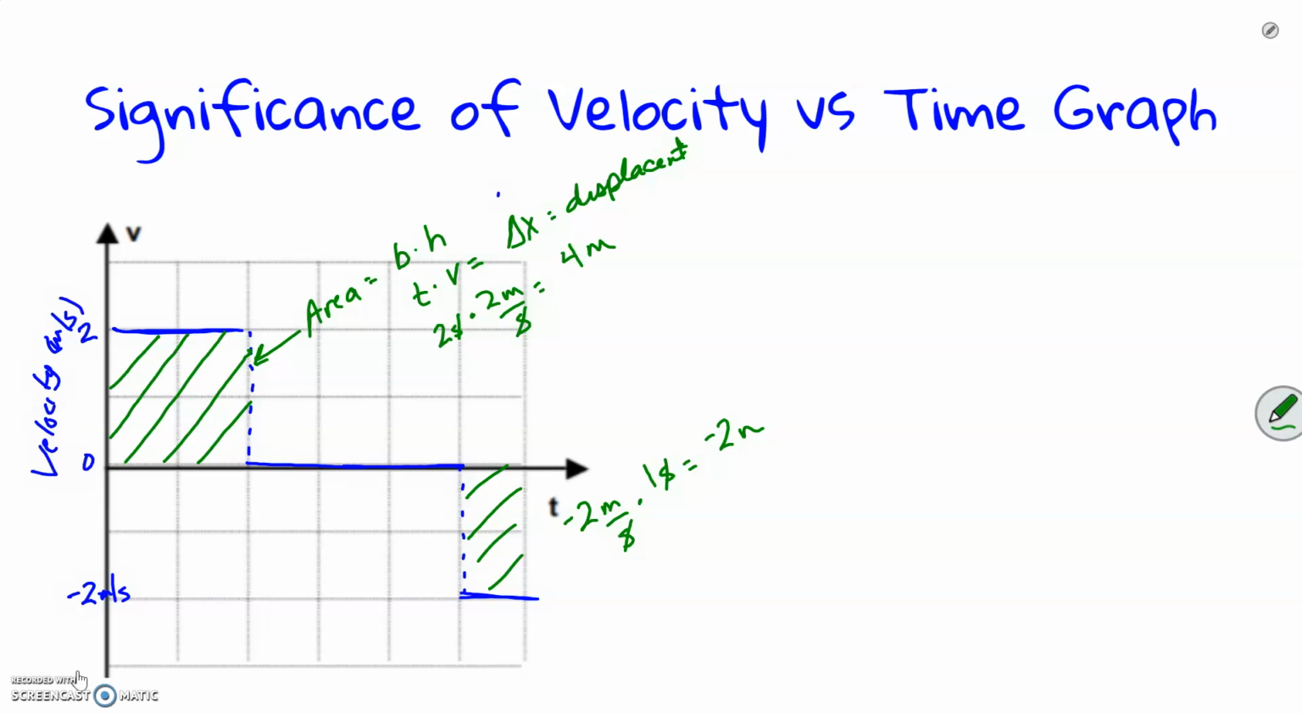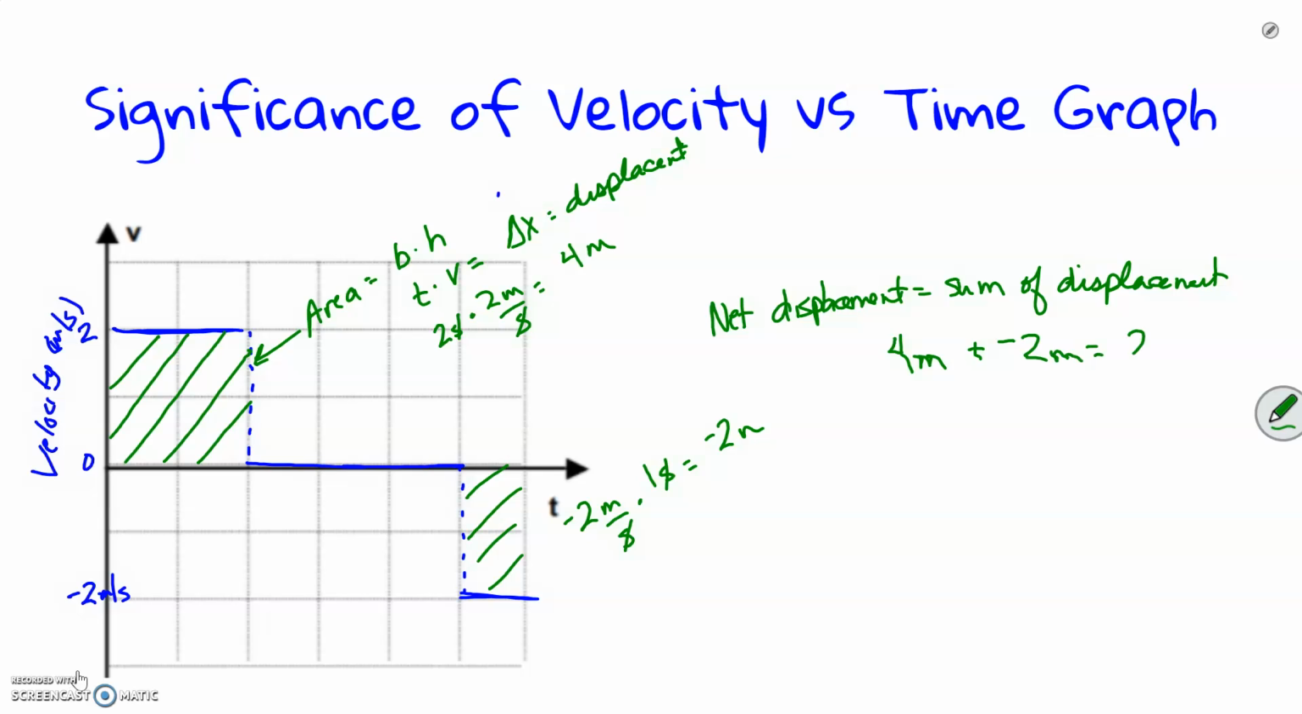Now, if we want to figure out the net displacement, it would be the sum of the displacements. So we would take the 4 meters plus the negative 2 meters. We know the net displacement for this object is 2 meters. So in other words, it is 2 meters right of where it started.